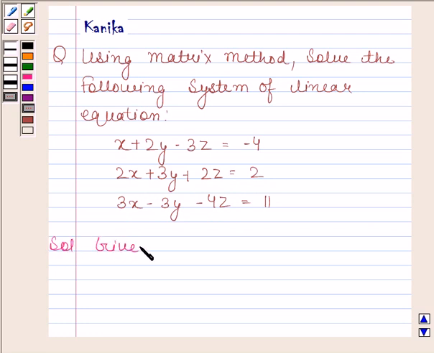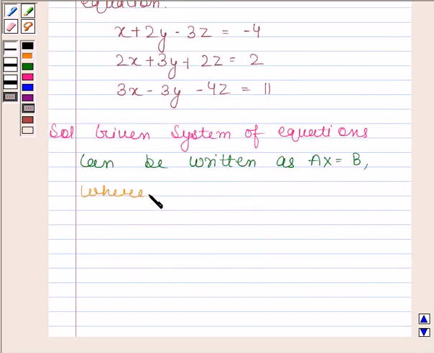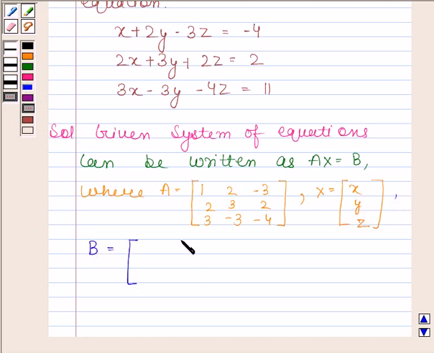Now, the given system of equations can be written as AX equals B, where A is a 3 by 3 matrix in which elements are coefficients of x, y and z, that is 1, 2, 3, 2, 3, minus 3, minus 3, 2, minus 4. X is a column matrix which consists of variables x, y and z. B is also a column matrix in which elements are minus 4, 2, 11.